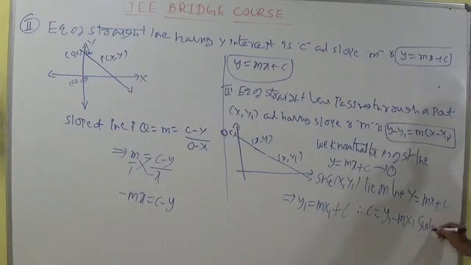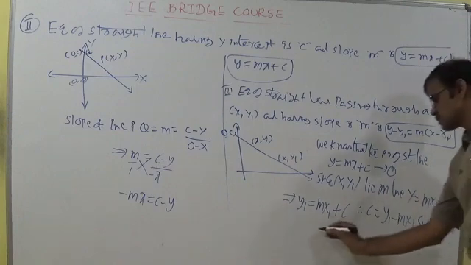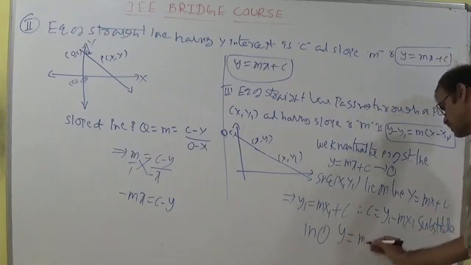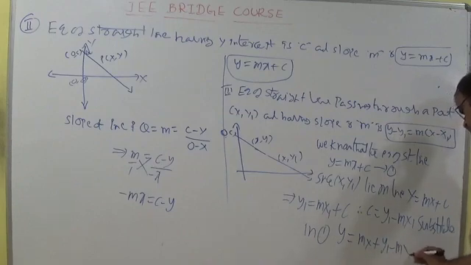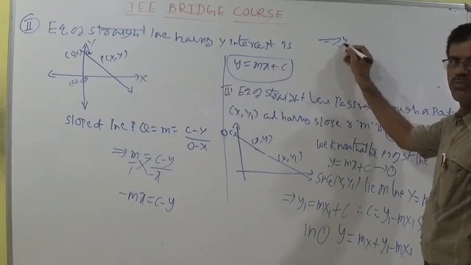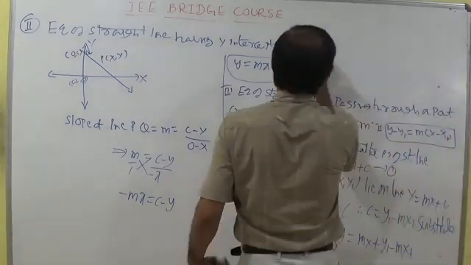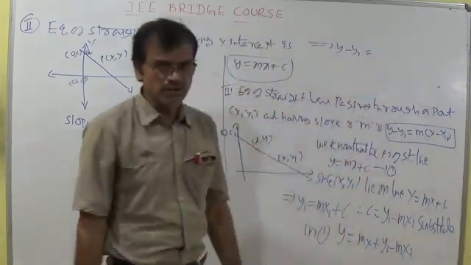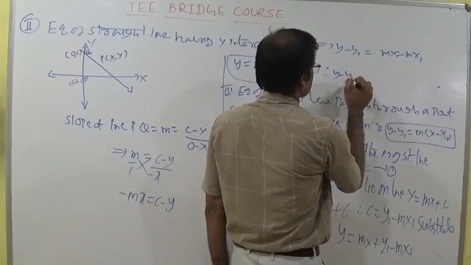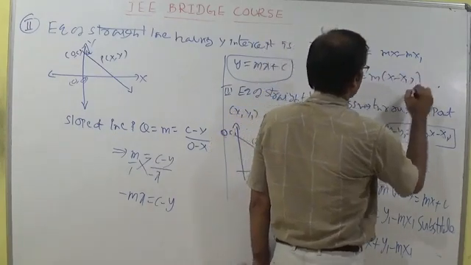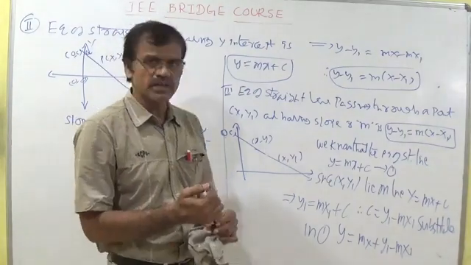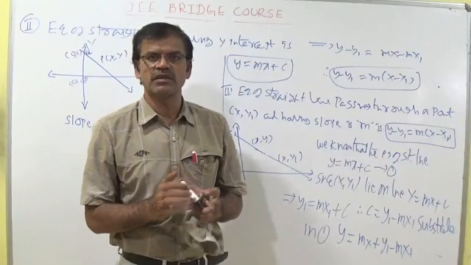Now substitute this in equation 1. You get y is equal to mx plus c, meaning y is equal to mx plus y1 minus mx1. Taking y1 to this side, it becomes y minus y1 is equal to mx minus mx1. Therefore, the equation of straight line is y minus y1 equal to m into x minus x1. This is the formula: the equation of straight line passing through a point x1 comma y1 with slope m is y minus y1 equal to m into x minus x1.